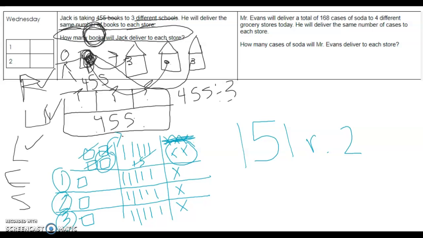So these extra 2 books, what are we going to do with them? Can we take them to the school? Can we give these 2 schools an extra book and leave this school without it? No. So we are going to ignore our remainder, and each school is going to get 151 books. All right, go ahead and do the same thing for the next problem.